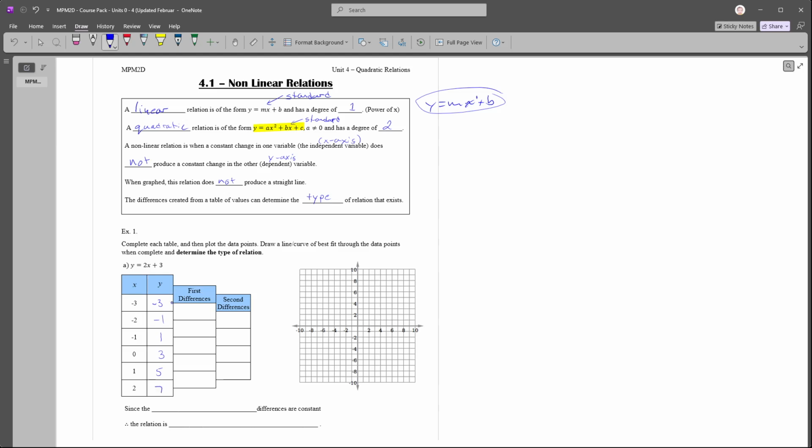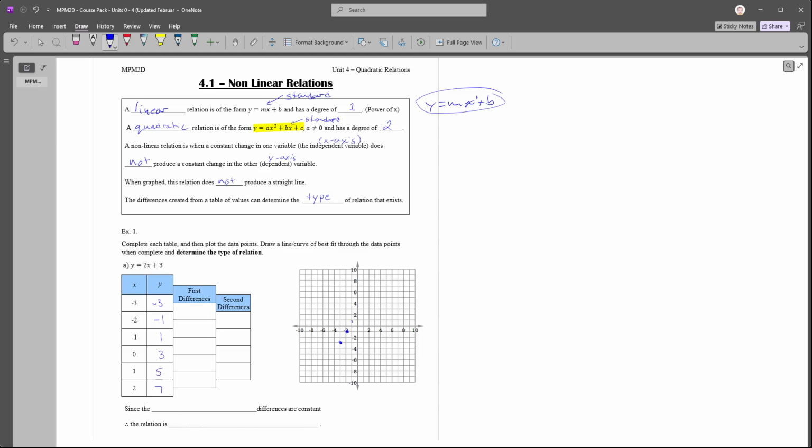Okay. Let's graph our curve, and then we'll come back and check out the first differences and second differences to kind of validate our information here. So we're going to start off with our first point, -3, -3. So over 3, so left to the 3 and down 3. That's going to give us a point right there. Okay. Now, -2, -1 right here.